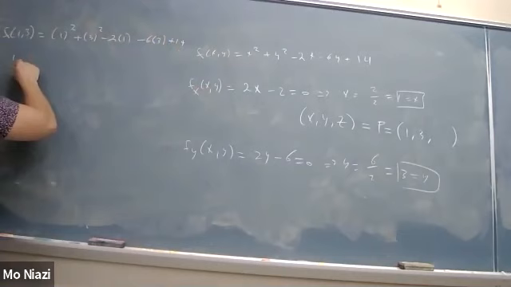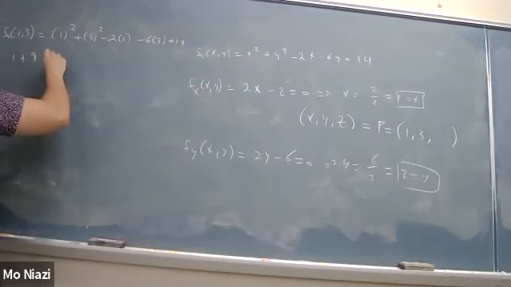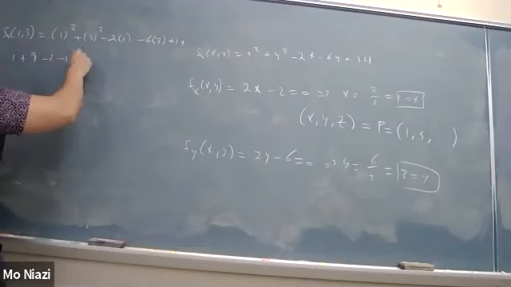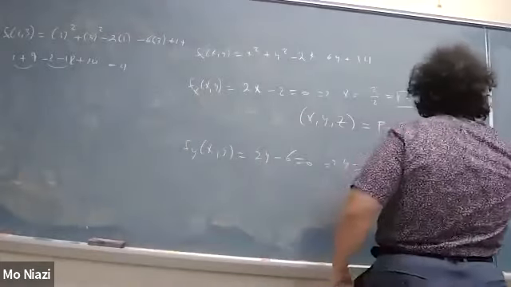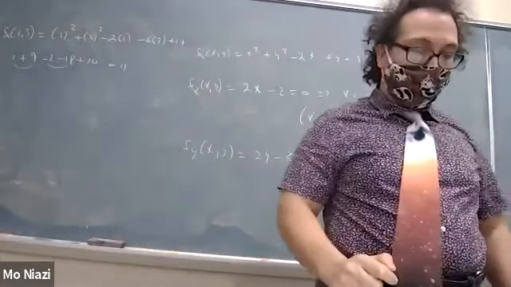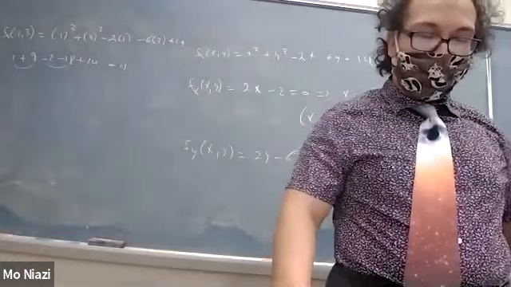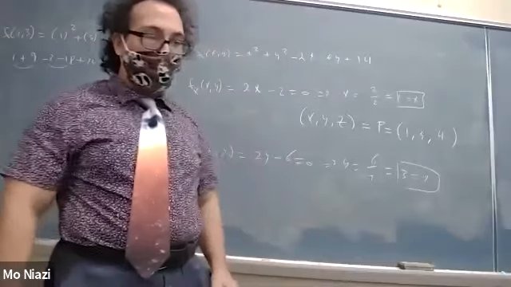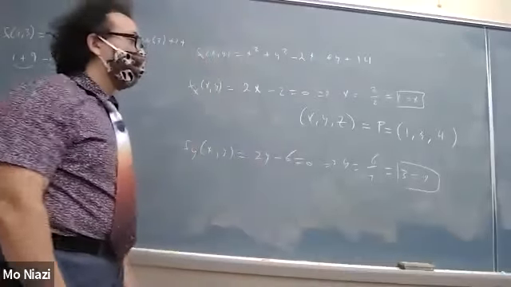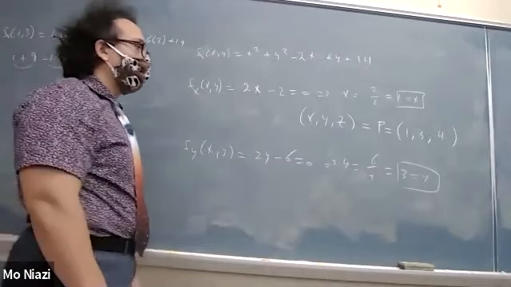Okay, so this becomes 1 plus 9 minus 2 minus 18 plus 14. Okay, so this becomes minus 20, this becomes 10, so this becomes minus 10, and then when you do that, this becomes positive 4. So this should be a 4. All right. So we found our critical point in R3. It is either a local minimum or a local maximum at (1, 3, 4).